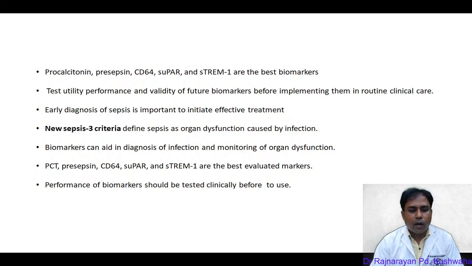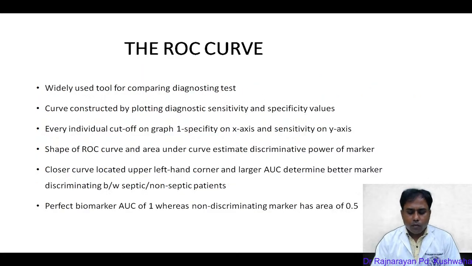We know this: the performance of biomarkers should be tested clinically before use. We know the best biomarker, the ideal biomarker, but some biomarkers are weak, so performance should be evaluated before any clinical use. The kind of biomarker, whether ideal or best, is defined by the ROC curve. By the ROC curve we can define how effective the biomarkers are in our body or in sepsis.